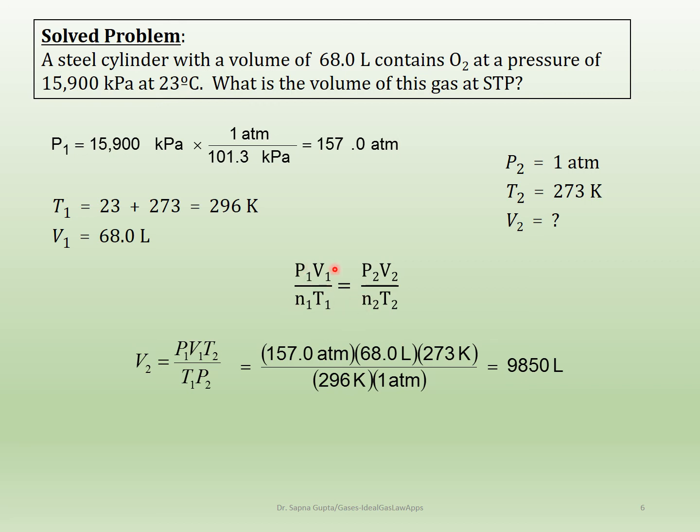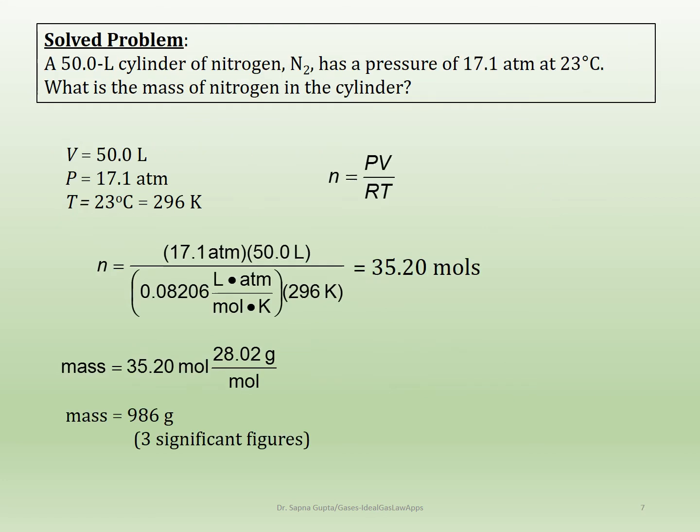So P1V1 over T1 is equal to P2V2 over T2. We are trying to find the volume, so during cross multiplication, P1V1 times T2 should be divided by T1 and then P2, which is what we have over here. Plug in all the numbers according to what you filled out, and here is your final volume that you will get at STP. So this is how you would solve this kind of problem.